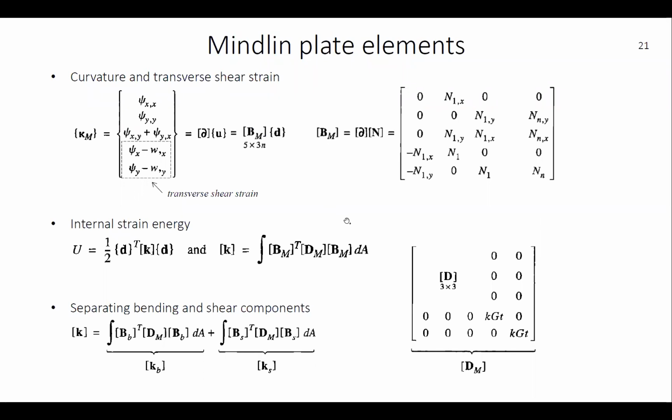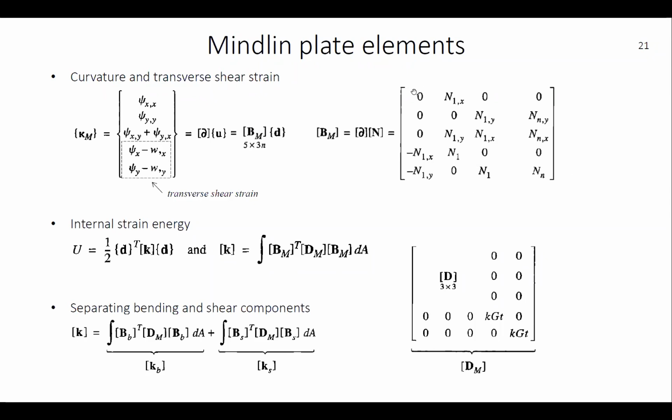We have the curvature vector kappa, whose components we defined in the theory part at the beginning of this lecture. So we have the curvature in the x and y direction, the twisting component, and then we have these shear strain components, which are now non-zero. And previously we also defined the B matrix as the derivative of the shape functions.